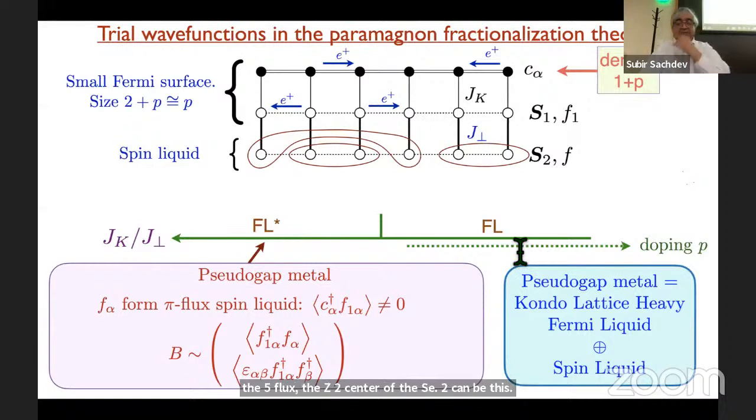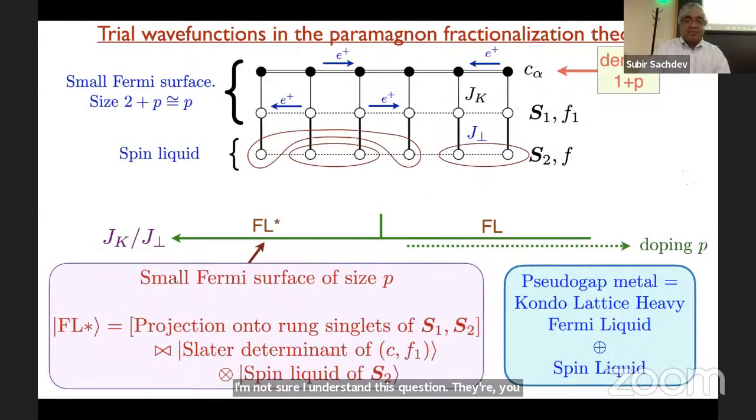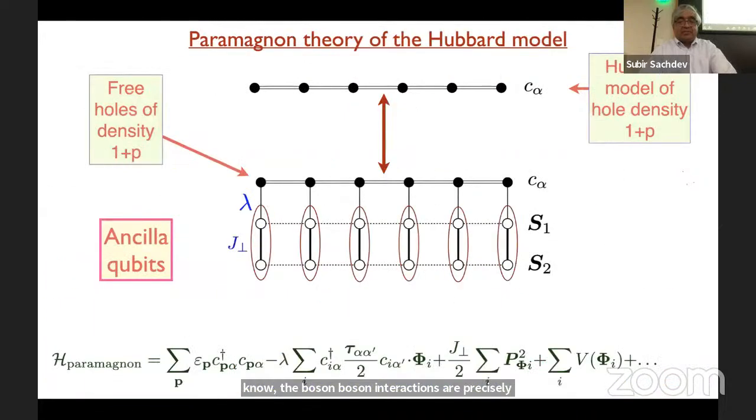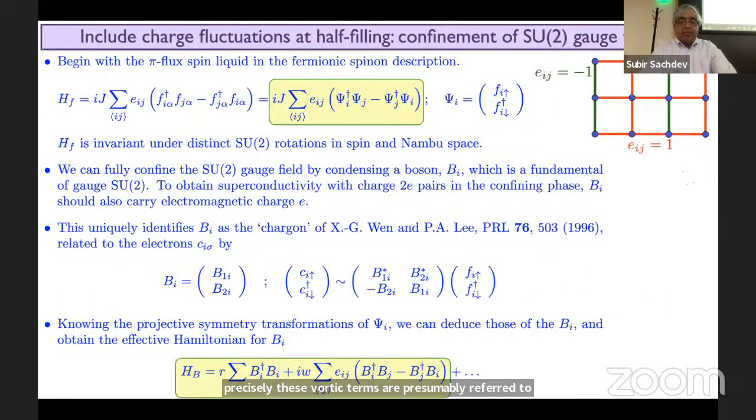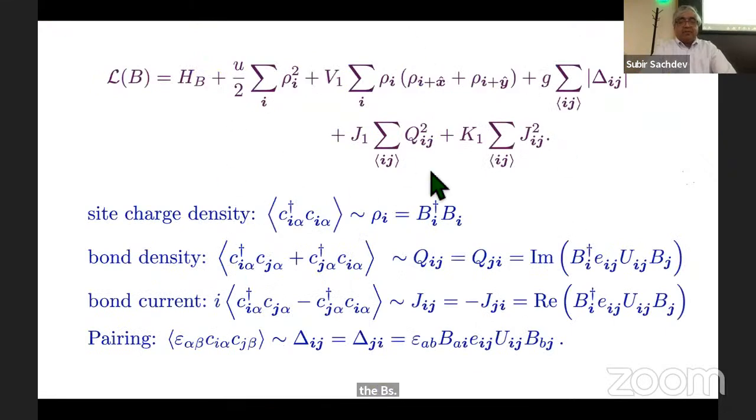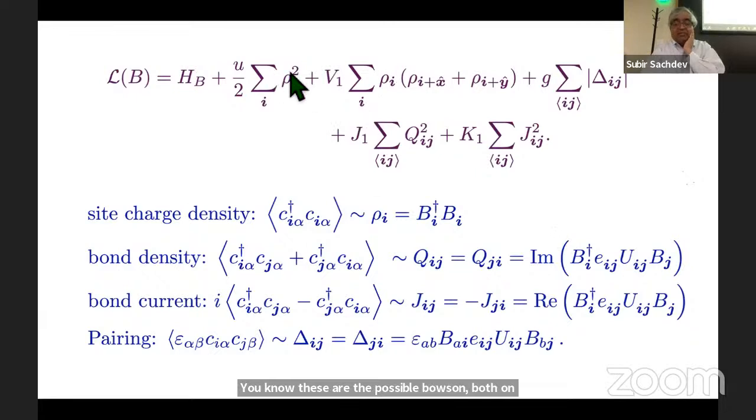I'm not sure I understand this question. The boson-boson interactions are precisely these quartic terms. I presume you refer to the Bs. These are the possible boson-boson interactions because it's quartic in the Bs, and we just wrote them down by symmetry and PSG and not much else. But that's all it is.